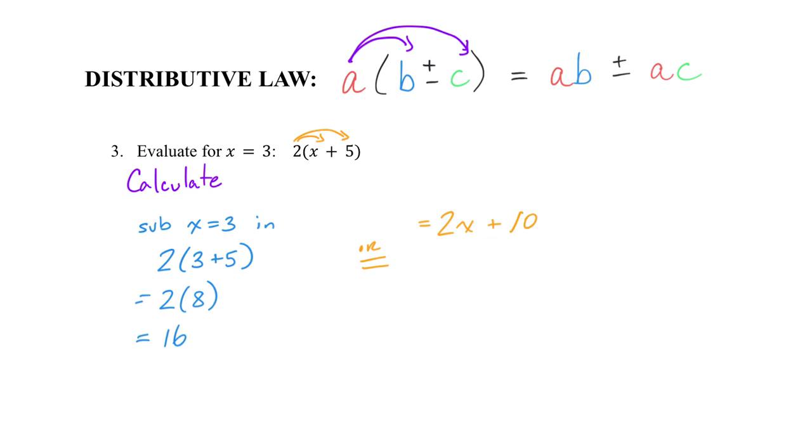Now that we've simplified that, now we can substitute. And we're going to sub in x equals 3. That means I replace my x with a 3, and now I can follow BEDMAS. 2 times 3 is 6, and 6 plus 10 is 16. So we get the same answer. It gives us a quick little confirmation of the distributive law.